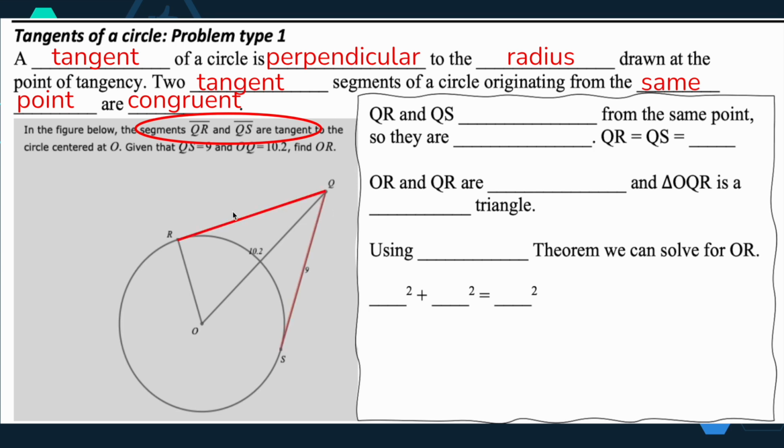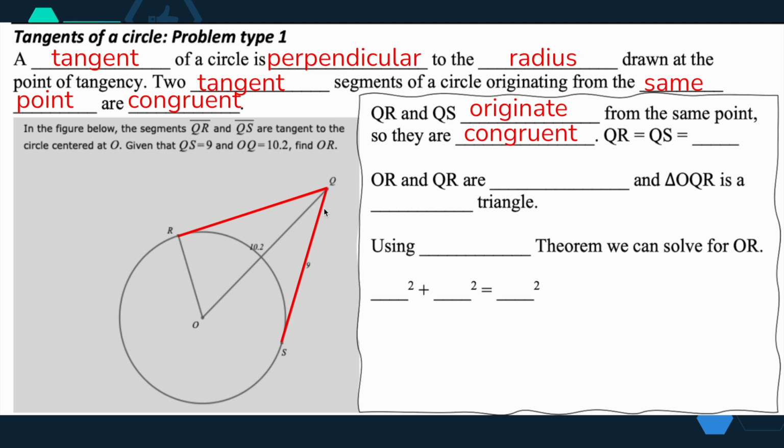So here we have QR and QS, and we know they originate from the same point, so they're congruent. That was one of the properties of a tangent we just read. They're both originating from Q, so QR and QS are going to be the same length. Since QS is given to us as 9, that means QR is also going to be 9.